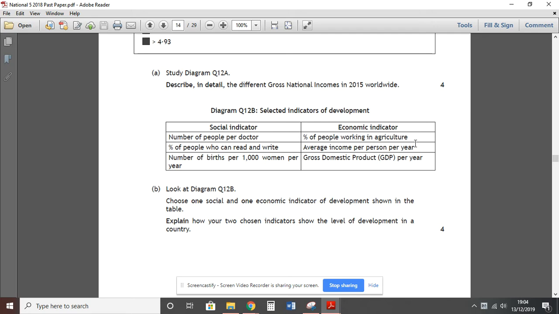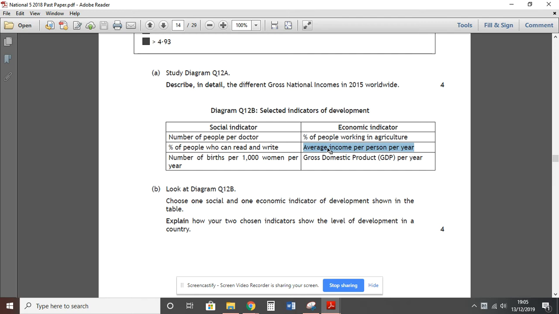If we move to the average income per person per year, we could first of all say that if it's very low in a country, it's probably because most people work in farming, because farming doesn't generate much wealth. If it's high, these countries have probably got a lot of people working in service industries, like banking, insurance and finance. Those things generate lots of money for countries, and therefore you're going to get a higher average income per person.